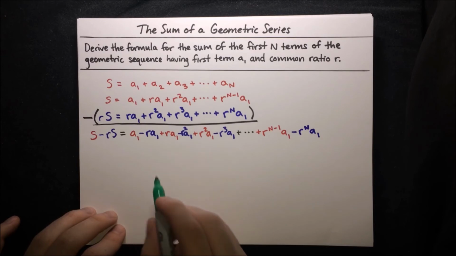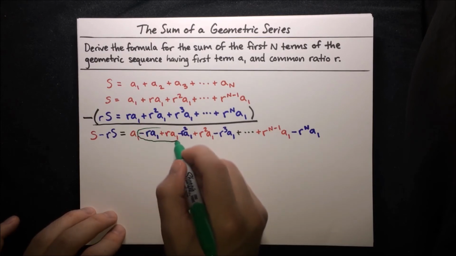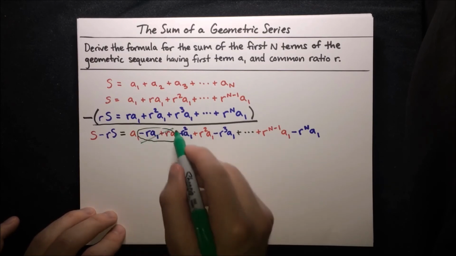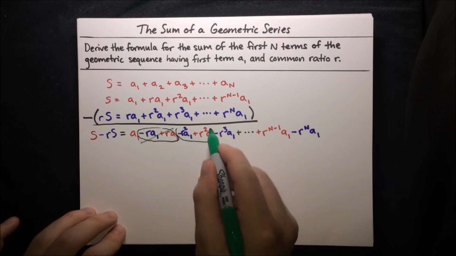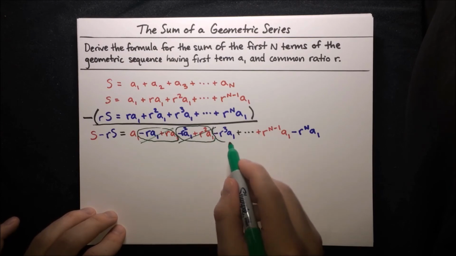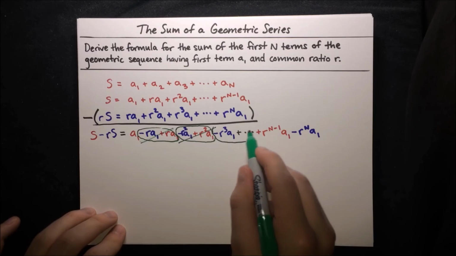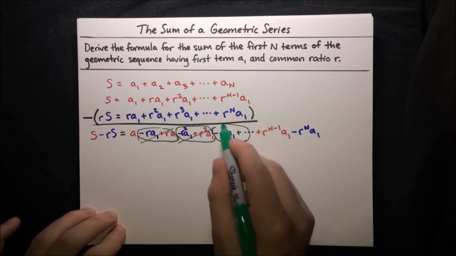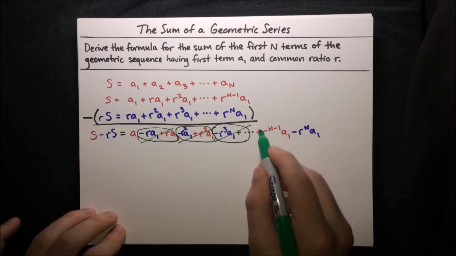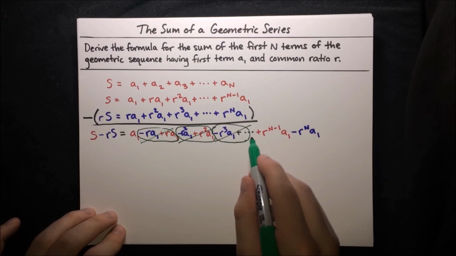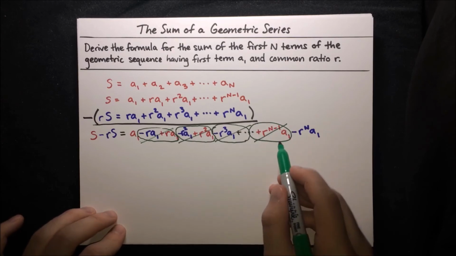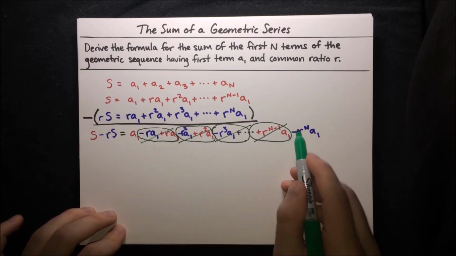And now here we can see that a lot of terms cancel. Here's a pair, negative r a1 and positive r a1. These cancel. Another pair, negative r squared a1 and positive r squared a1. These also cancel. Then negative r cubed a1, and continuing the pattern through the dot dot dots, the dot dot dots would contain a positive term that would cancel with this negative term. Likewise, for this positive term, r to the n minus 1 a1, there would be inside of the dot dot dots a negative term that would cancel with it. So that would go away, and we would be left with just a1 and minus r to the n a1.